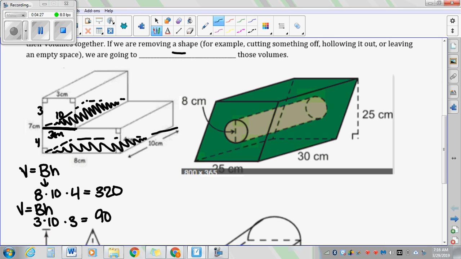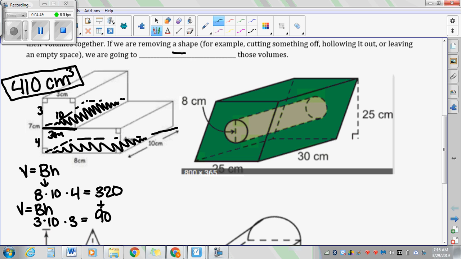But this second shape, the green one over here, that's the idea of something overlapping. They're literally inside each other. These two are just next to each other, right? One stacked on top of the other. So I'm going to add. 320 plus 90 is 410 centimeters cubed. Volume is always cubed, whatever the unit is.